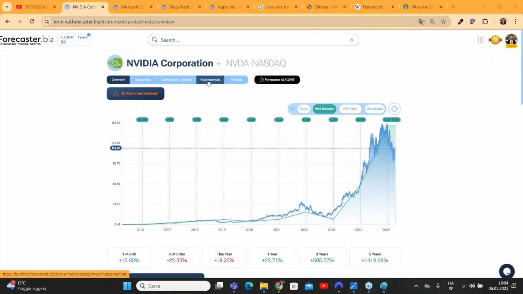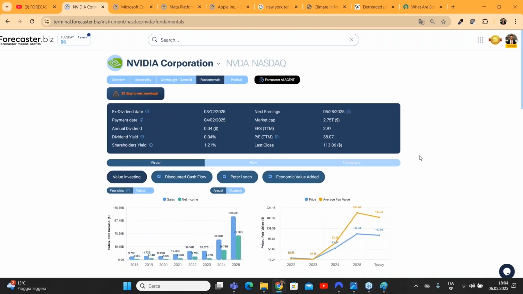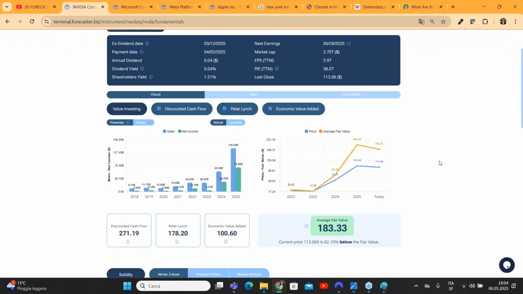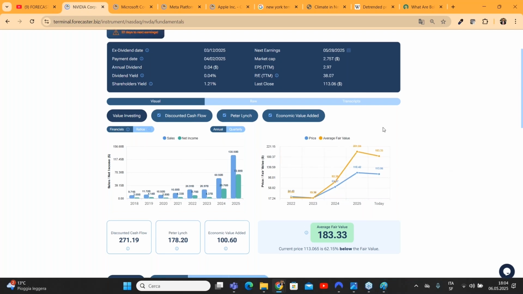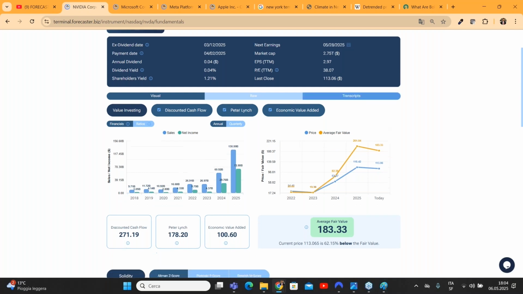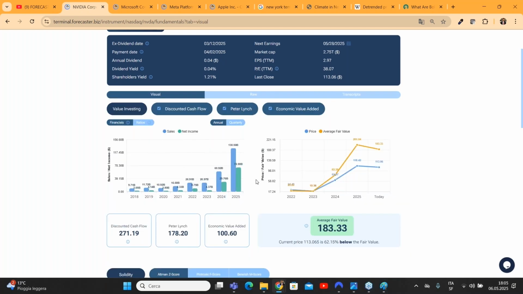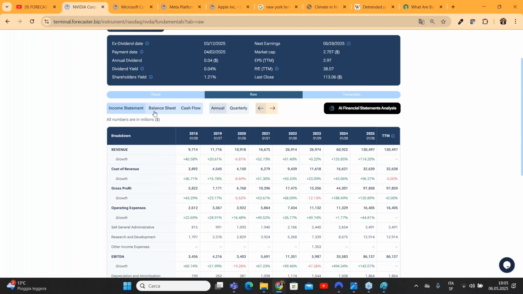Thanks to the fundamental analysis, what we try to do is understand if the company is doing good and if the company is over or undervalued. So in this case, talking about Nvidia, we have three different layers. We have the visual layer, where we can find charts regarding the company results. We can find the raw layer, where we have all the numbers for the income statement, the balance sheet, and the cash flow, both annually and quarterly.